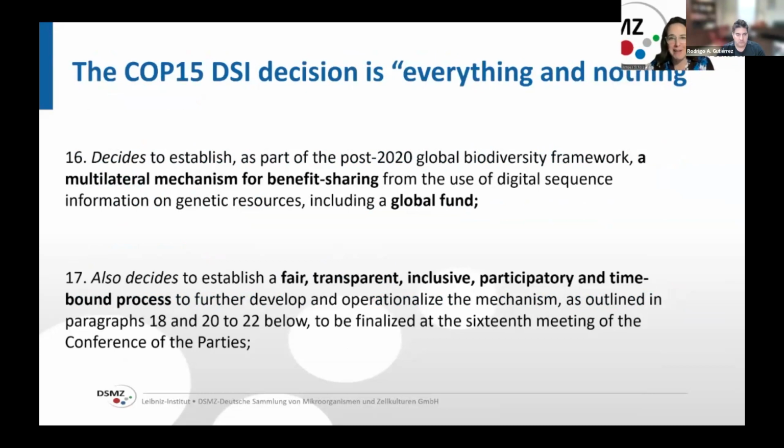The decision is ultimately everything and nothing. It decides to establish this multilateral mechanism, and it says we're going to take the next 2 years to figure this out. So a time-bound process up until COP16, which will take place in Colombia in October 2024. So it said we're going to do this and then we're going to figure it out in the next 2 years. And I'm very actively involved in that process, trying to figure out what this new mechanism will look like and what the new implementation rules will be.